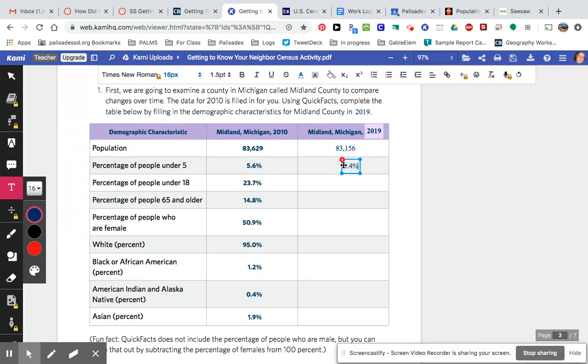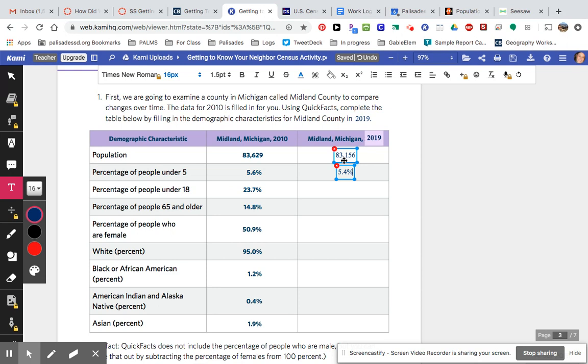5.4%. Now, you certainly could go through and do the math and figure out what that number actually is, but it's really not necessary. We're just sort of trying to get some general information. Now, if we're going to look already and make some comparisons, because here we have the information in 2010, here we have the information from 2019. So in 9 years, we saw that the population actually went down a little bit, right? We had 83,600 down to 83,100. The percentage of people under 5 has actually gone down just a little bit, 5.6% down to 5.4%. So nothing too earth-shattering, but still an interesting observation that we can make.